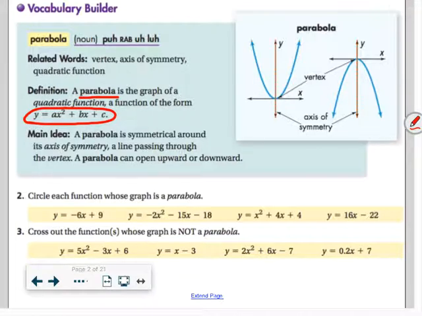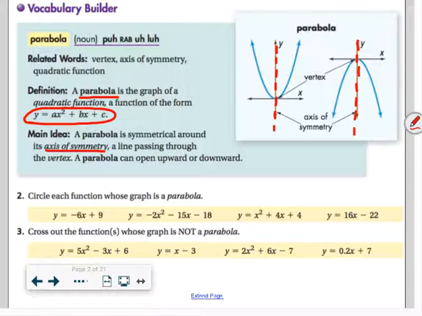A parabola is symmetrical around its axis of symmetry. And the axis of symmetry, if you look right here, it's this dashed line that goes through the vertex. And it'll go through the vertex no matter if it opens up or down.